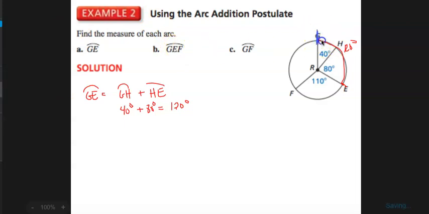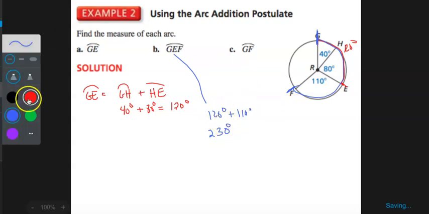So going blue, G, E, F, going all the way through. So we got 120. So we got GH, HE, and FE. So GEF, we have 120 degrees for this piece, and then 110 degrees for FE, and that gives us a total of 230 degrees.